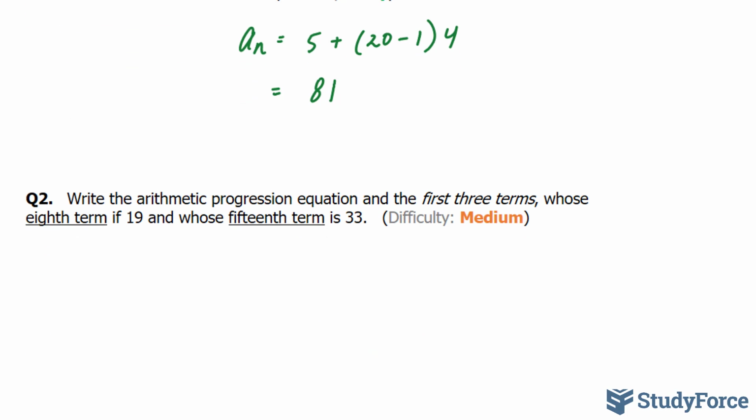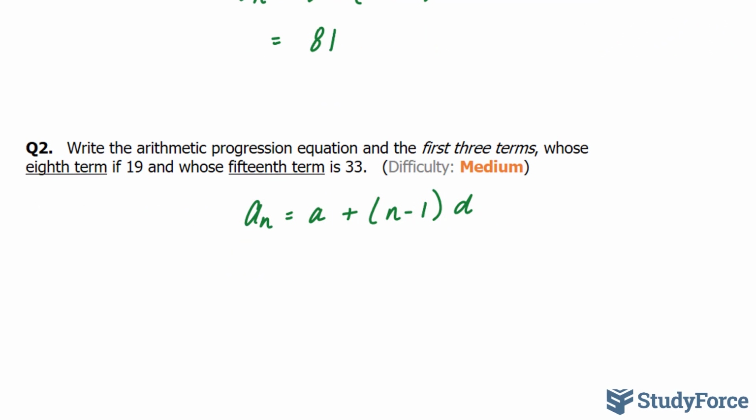We're asked to write the arithmetic progression equation and the first three terms, whose 8th term is 19 and whose 15th term is 33. I'll start off by writing out the formula, and we're told two separate things. We're told that the 8th term is 19 and the 15th term is 33. So what I'll do next is create two equations from what I've been told, where my an will be 19 for the first equation and my an will be 33 for the other.